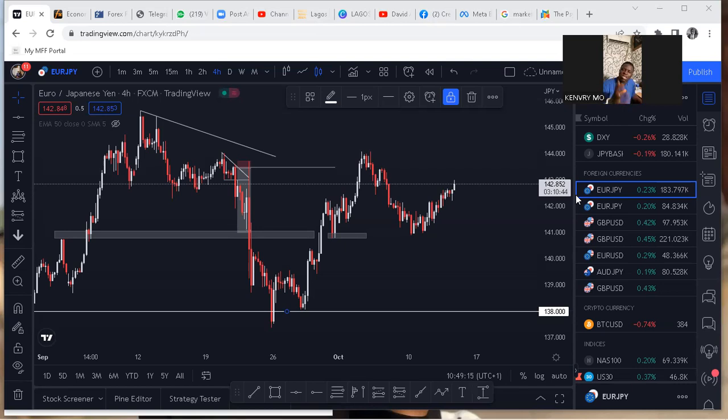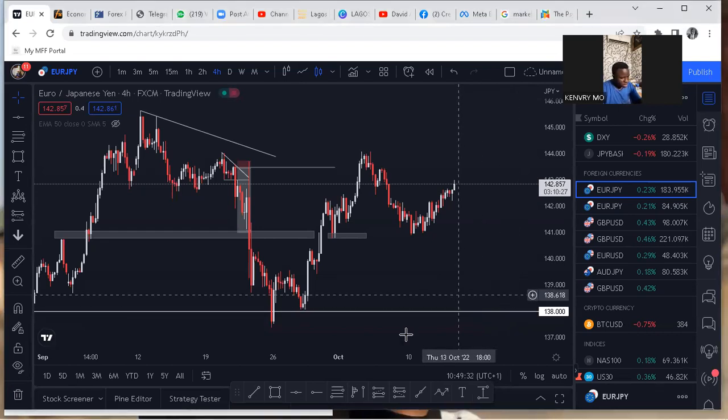Rounding it up to significant figures where the last 3 digits are 0. This will mean that 138.000 will be a psychological level because you have rounded the last 3 digits up to 0.